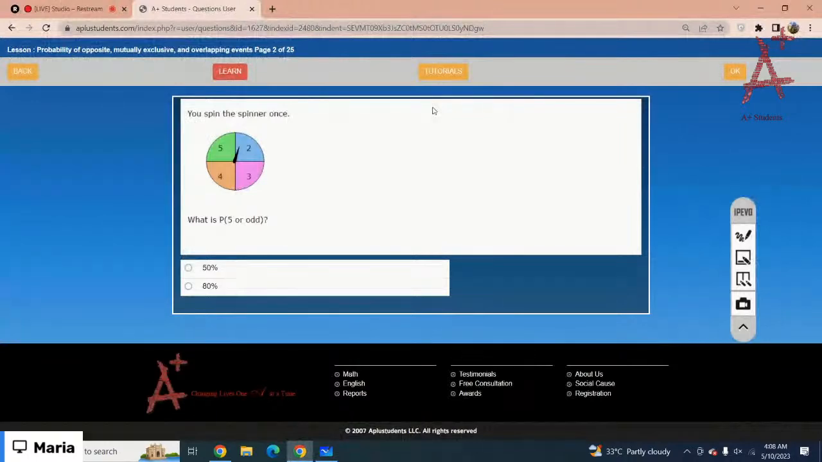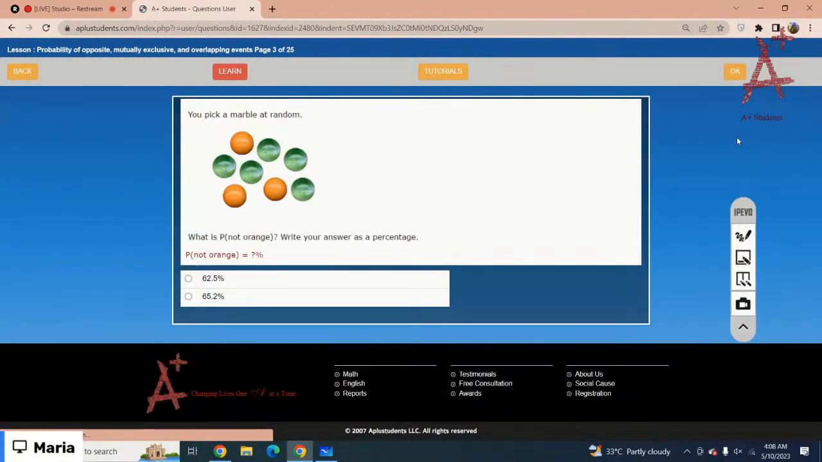The probability of 5 is, you have just one portion that is 5 out of the 4. So the probability of 5 is 1 out of 4. Got it? And then the probability of odd, you have just one odd number. 3 is the odd number. Got it? So it would be 50%.